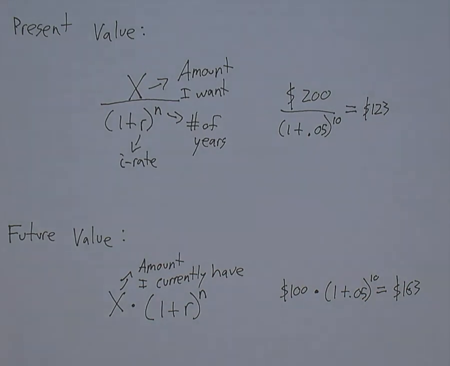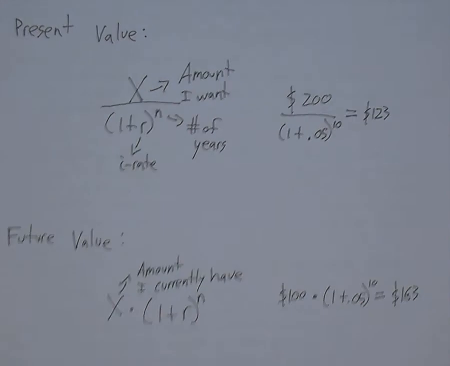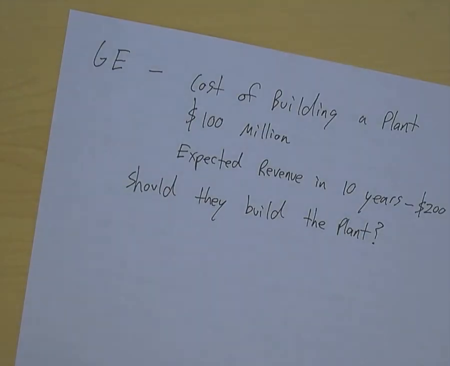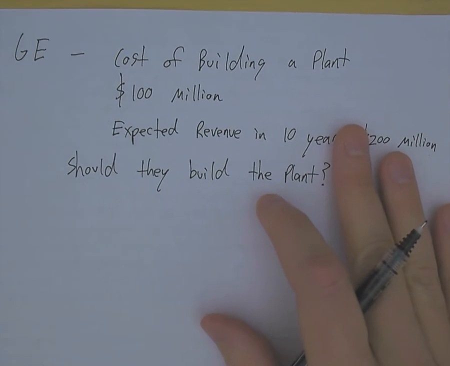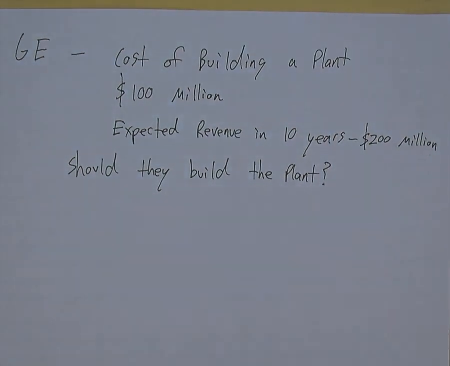The question we have is, well, why is this important? What use will this have when it comes to finance? Let's take the example of General Electric. Let's say that GE is thinking about building a new plant that's going to cost them $100 million to build. But they expect in 10 years from now, the revenue on this plant will be $200 million. The question is, should they build this plant?